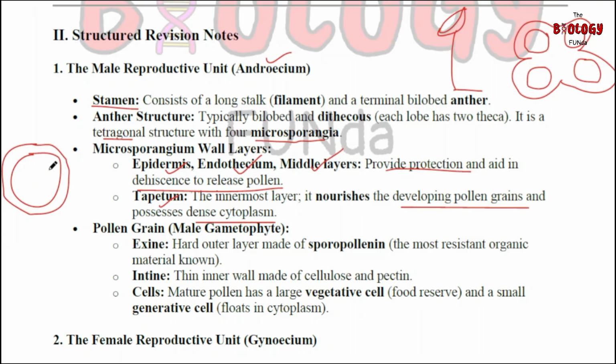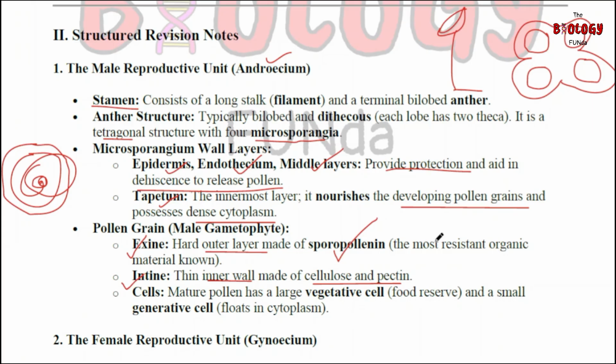The pollen grains are formed here in this part. There are two layers of the pollen grain. The outer layer is known as exine, so external exine. Internal is intine, which is the thin inner wall. Exine is made up of sporopollenin. Intine is made up of cellulose and pectin. Sporopollenin is the most resistant organic material which can resist any acid, any alkali, any dangerous vector.